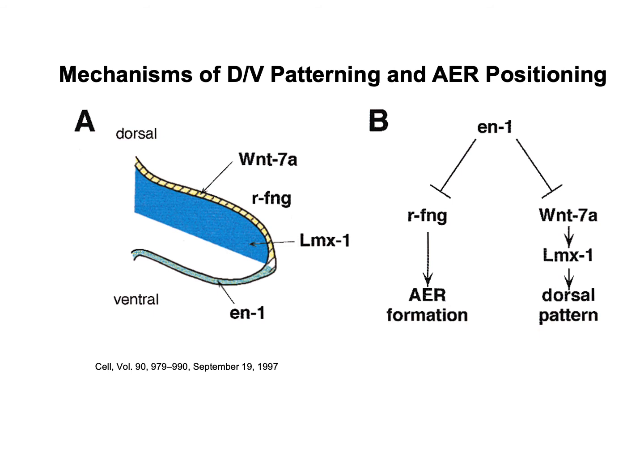Again, we will show you some additional diagrams where you can show part of your understanding, where you have mechanisms of dorsal ventral patterning and AER positioning. So you have high expression of Wnt7A in the dorsal, where you have En1 expressed in the ventral, which kind of has this balance between expression of AER formation and dorsal patterning. And this pathway could be really important for you to describe what's going on.